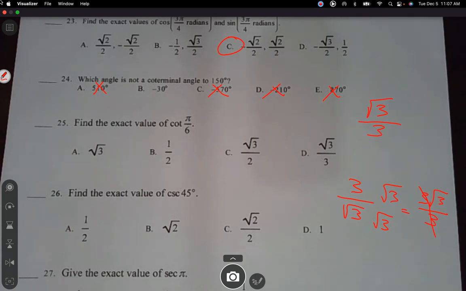I just look at the last letter. For cotangent, the last letter's T, so tangent. I don't know, I just think of it like that. Well, what about cosecant and cosine? Cosecant makes more sense with sine. Secant is cosine. Cosecant is sine.